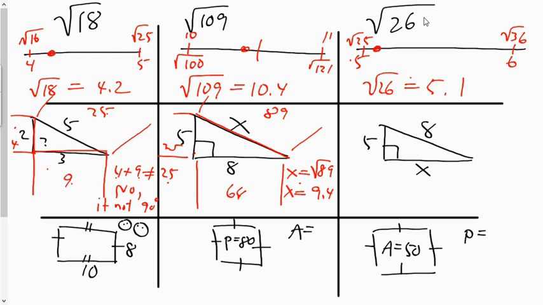Notice how I said is equal to and is approximately equal to, because the square root of 89 is the actual length, but since it's an irrational number, the square root of 89's approximate value is 9.4.